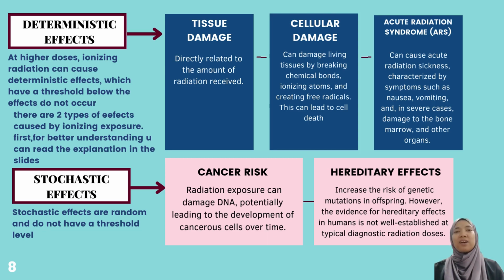At a higher dose, ionizing radiation can cause deterministic effects, which have a threshold below which the effects do not occur. Deterministic effects can cause tissue damage, cellular damage, and acute radiation syndrome, also known as ARS. Stochastic effects are random and do not have a threshold level. Stochastic effects can cause cancer risk and hereditary effects. For better understanding, you can read the explanation in the slide.